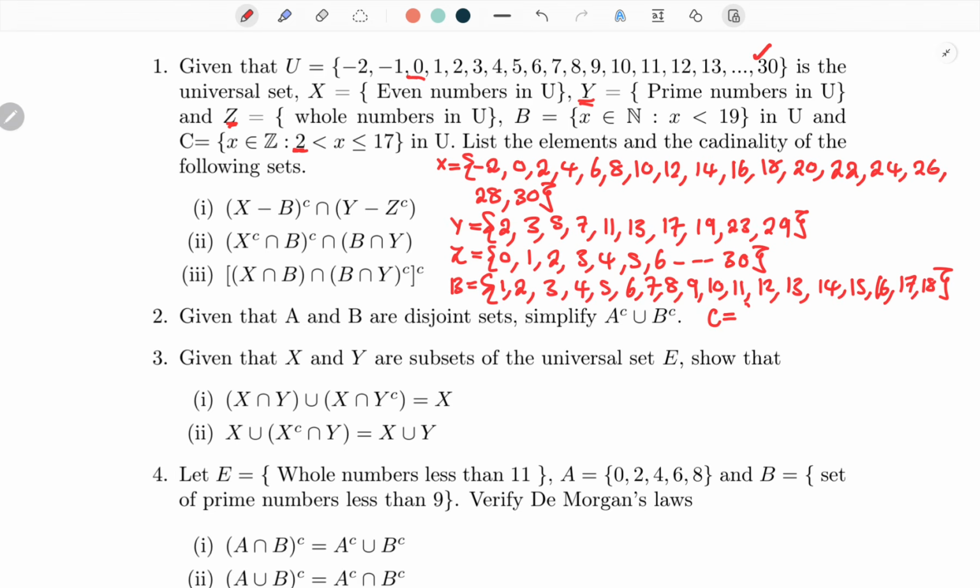So C is going to start from 3, and then it's going to go 3, 4, 5, 6, 7, 8, 9, 10, 11, then 12, 13, 14, 15, 16. Then because there is less than or equal to here, it's going to go up to 17. So I'm going to put your 17 here.